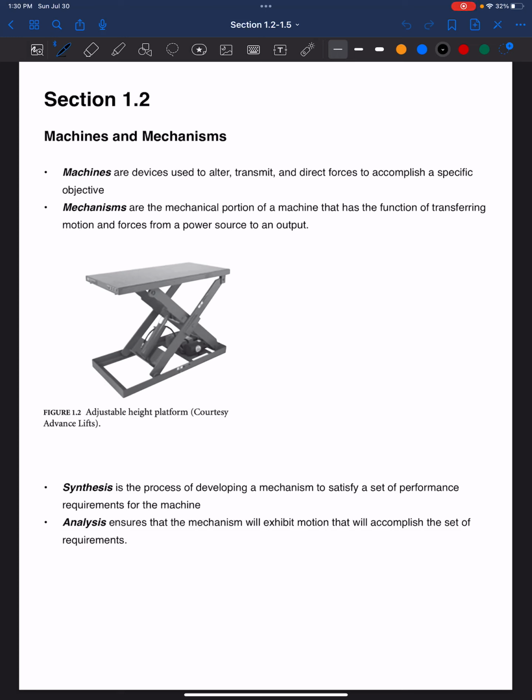Okay, so in this video, we're going to look at sections 1.2 through 1.5 of your textbook, and following this video, we will have a couple example problems to go through for these sections. So let's go ahead and get started.